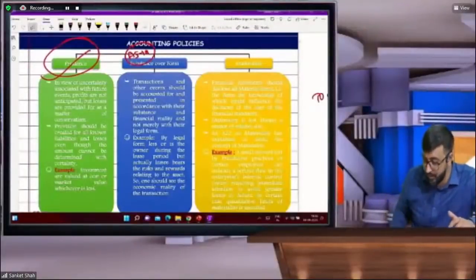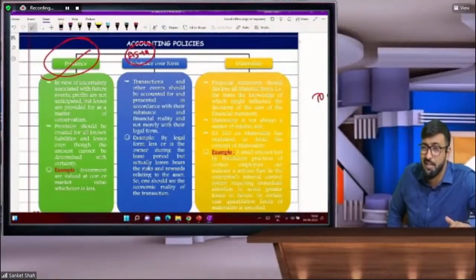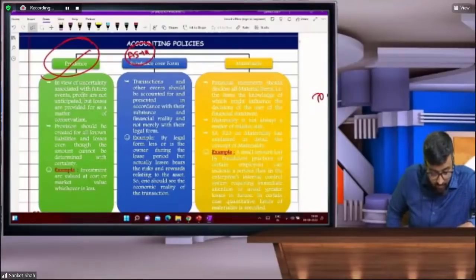You have to consider that expense. And another reason: you can write it as miscellaneous expenses instead of giving any specific head. For example, if you write it under miscellaneous expenses, that is also okay if it is not material.